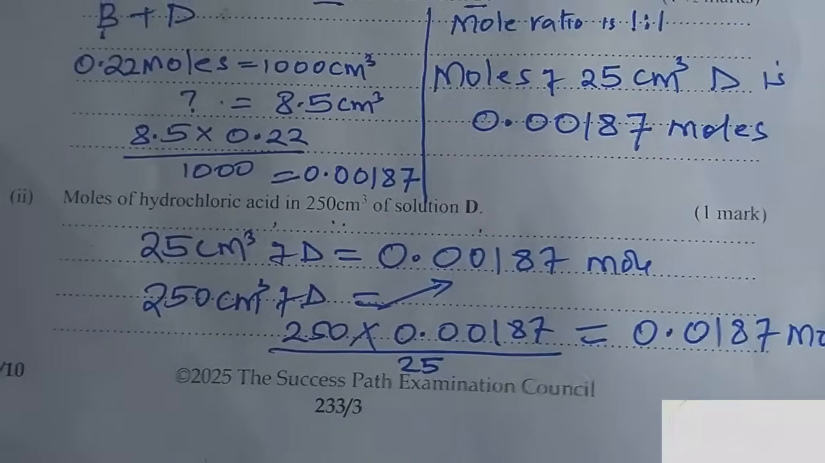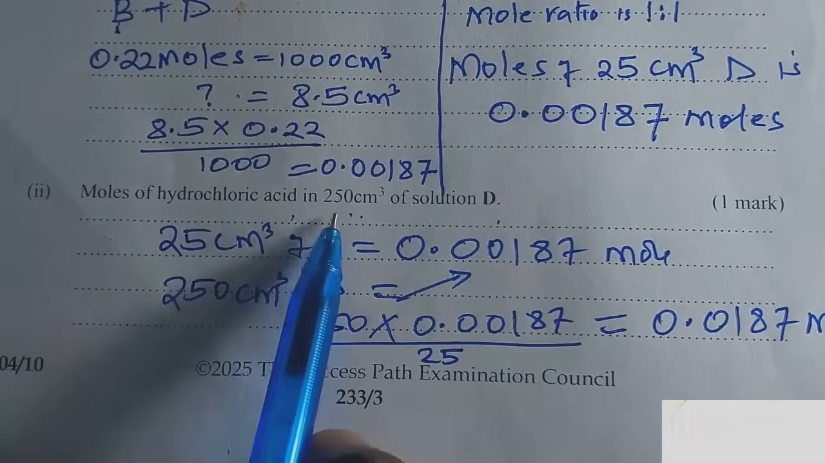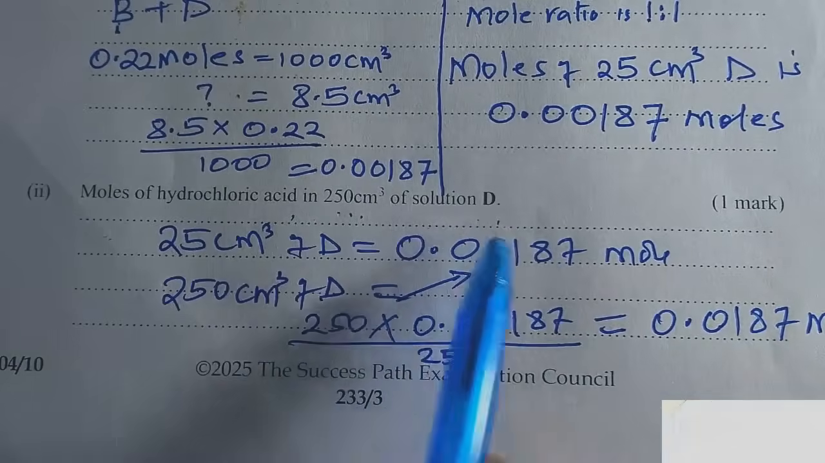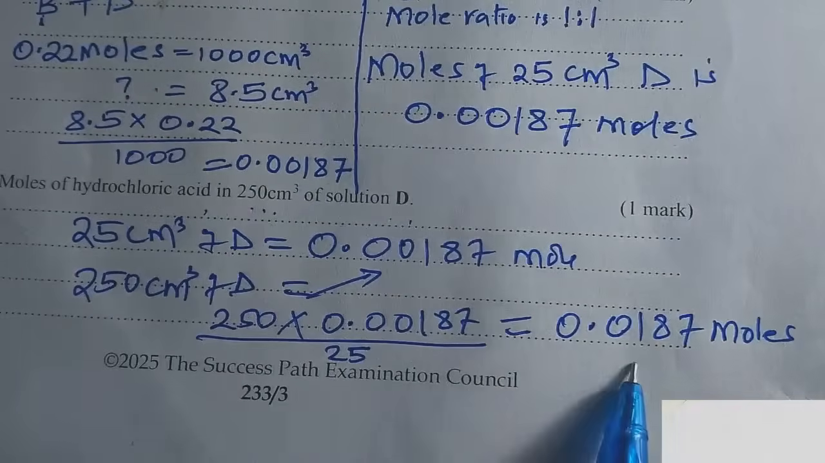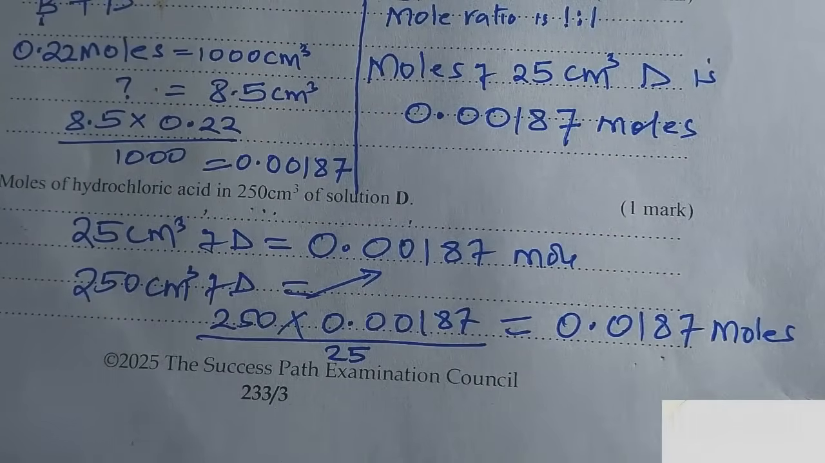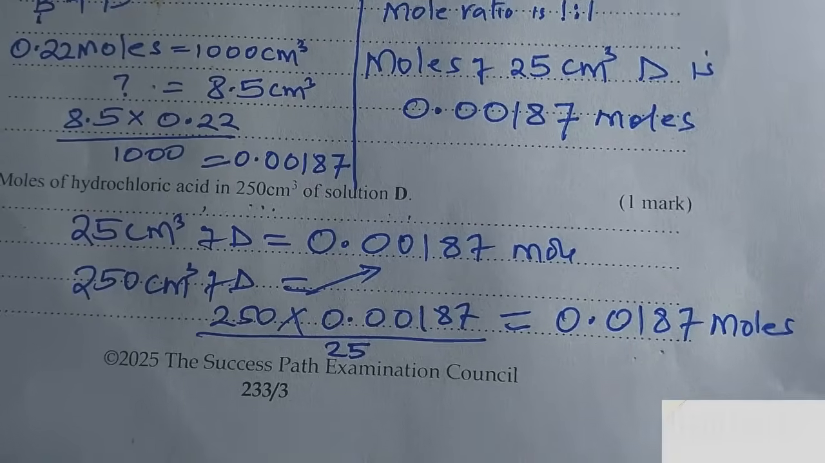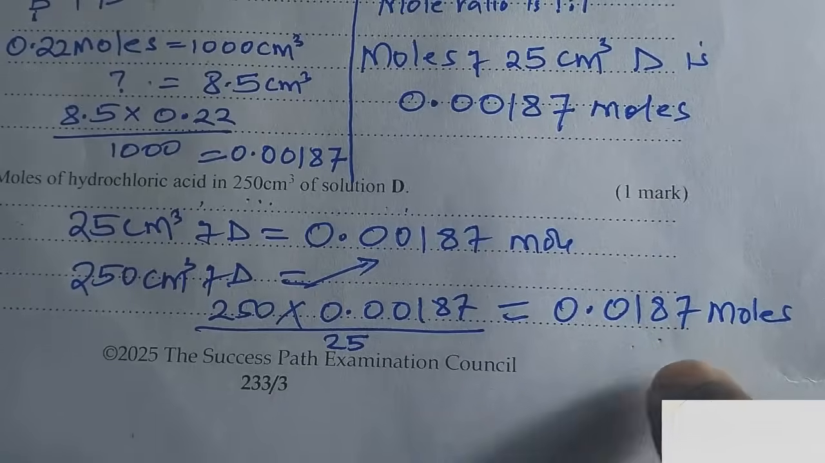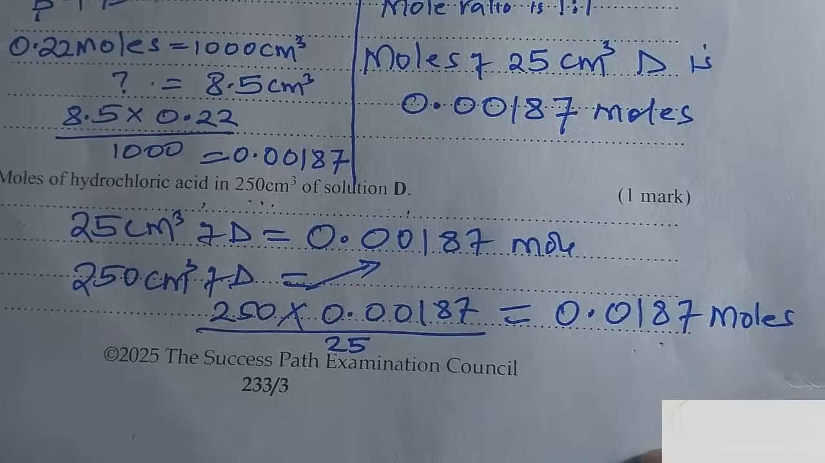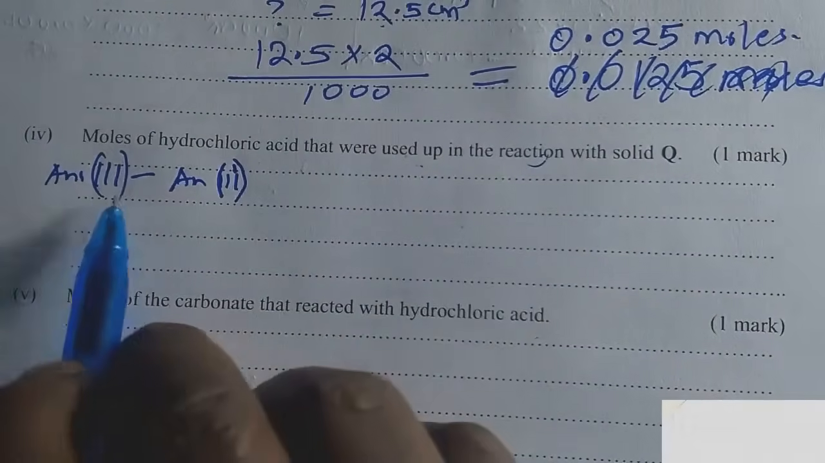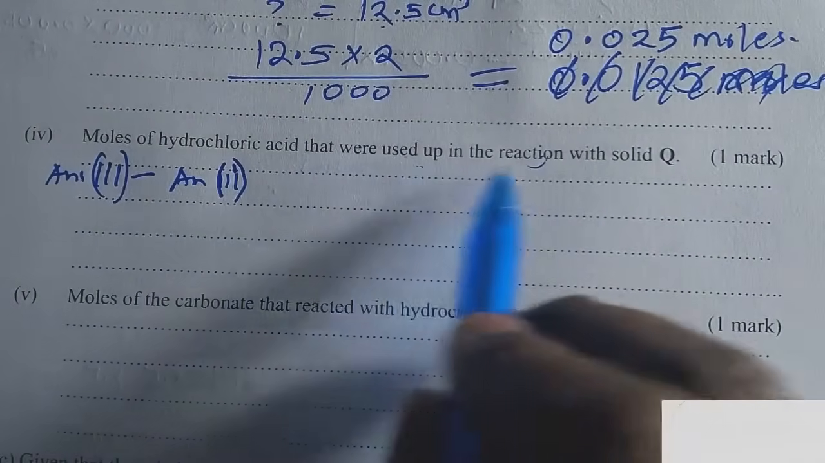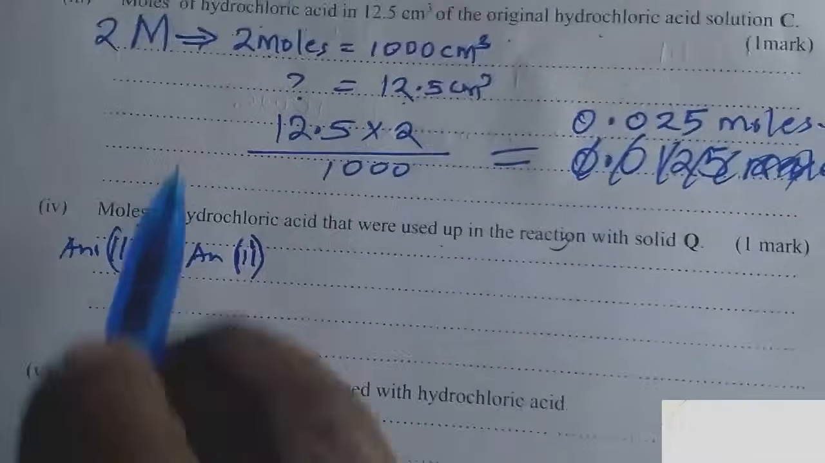Now we know the number of moles in 250 centimeters cube of solution D are the number of moles which remained after reacting with solid Q. Now we know the original moles. So how do we get the difference? It is the original minus this, which will give us the number of moles that reacted with Q. The number of moles of HCl that reacted with Q is the answer in Roman 3 minus the answer in Roman 2.